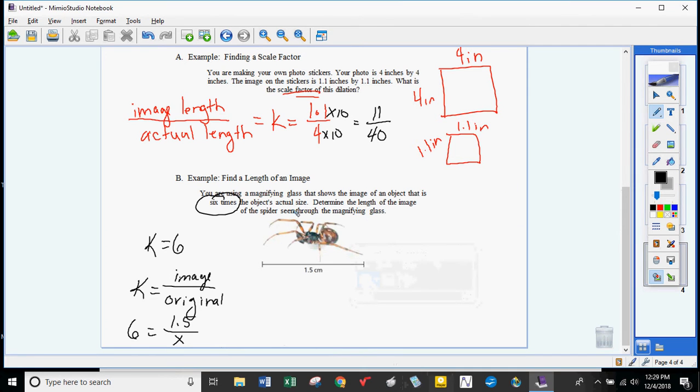I'm sorry guys, I read that wrong. This is the actual, it's enlarged in the picture, but this is the actual length of the spider. So the spider is actually 1.5 centimeters long, so that's not the image. I'm trying to find the length of the image. Determine the length of the image through the magnifying glass. So the original was 1.5. So I'm going to cross multiply. So the magnifying glass changes it from 1.5 centimeters to 9 centimeters.